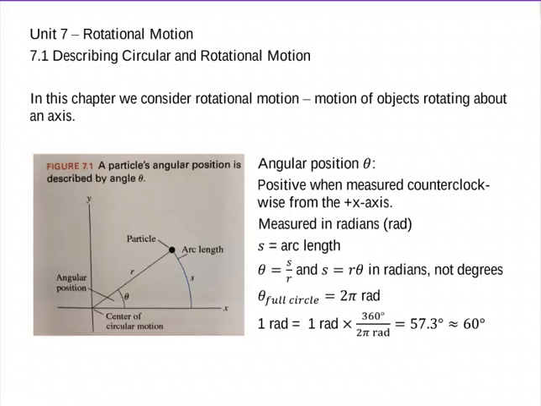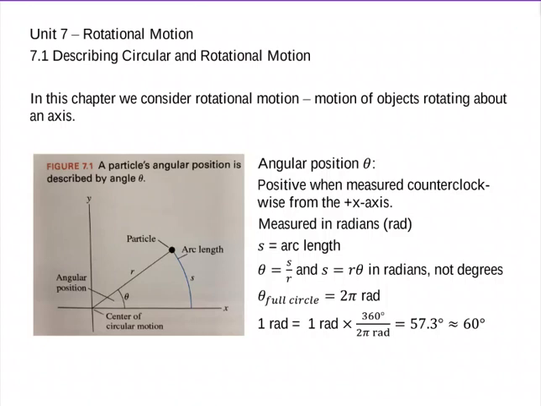So, chapter 7 is now about rotational motion. We're learning about circular motion, so now we're talking about rotational motion, motion of objects rotating about an axis. So, we need to learn some basic vocabulary first.